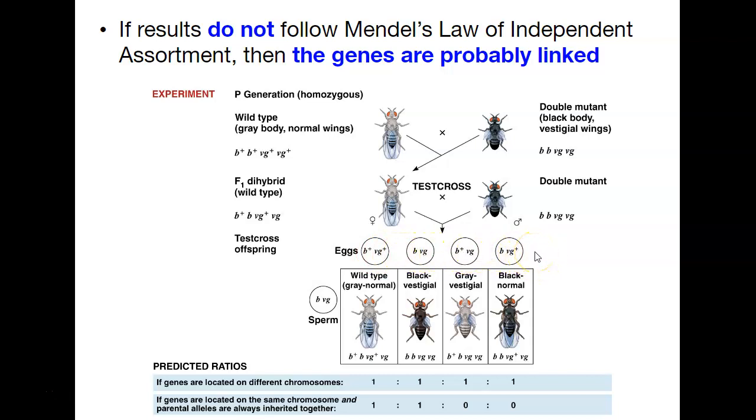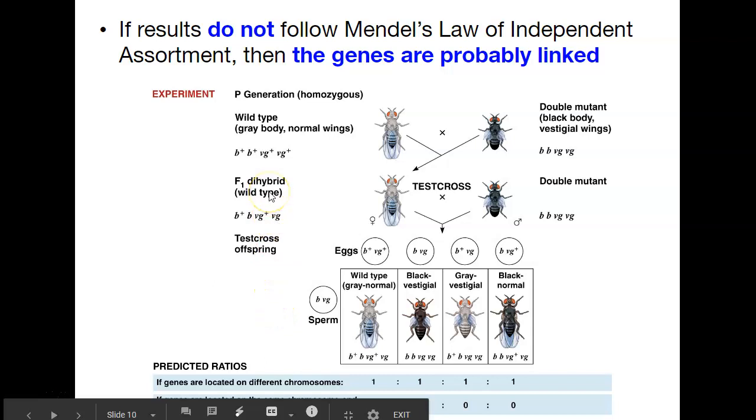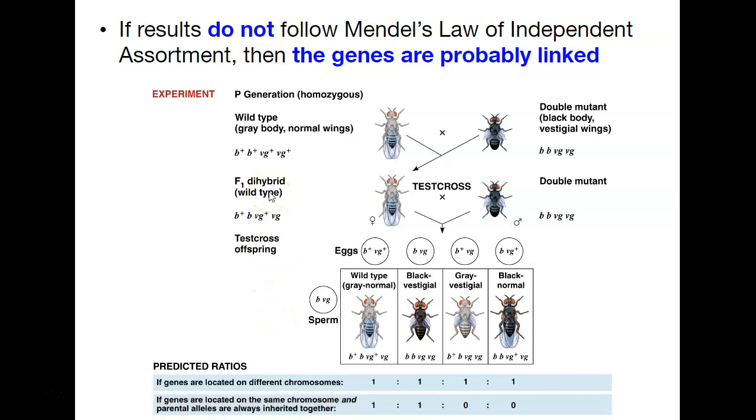So if you're predicting what would have happened if genes are on different chromosomes and everything is going all random like it should, you should get an even distribution of all four of those categories. However, that is not what happens. More often than not, you'd end up with the parental types. So you end up with a lot of wild type gray normal ones, and you end up with a lot of black vestigial ones.